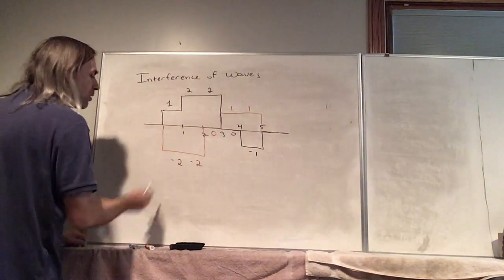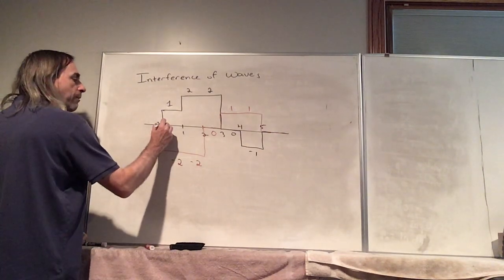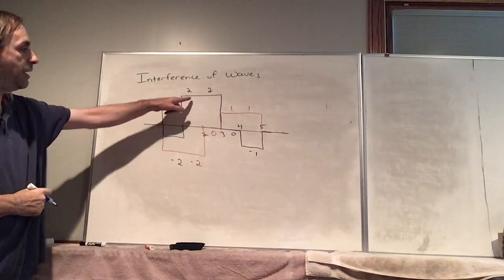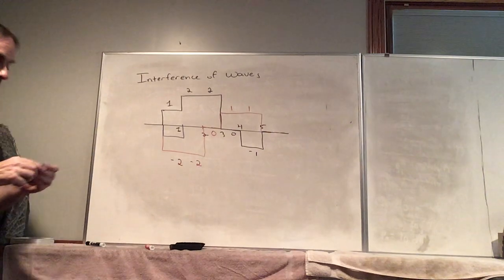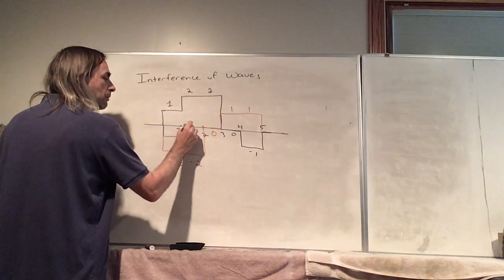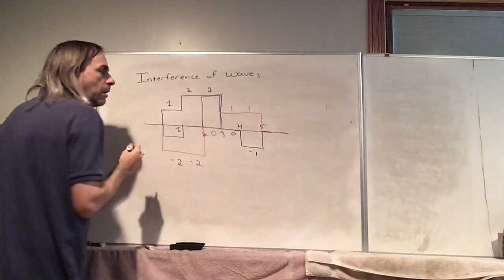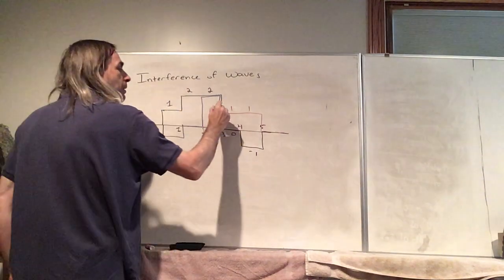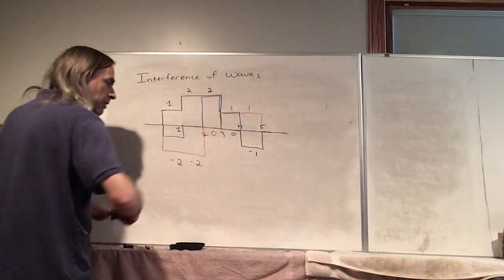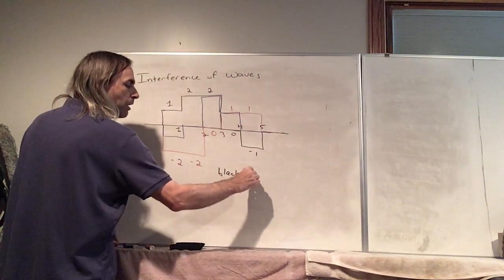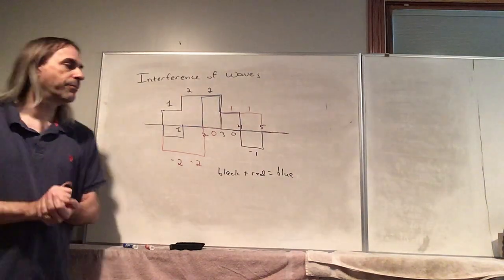If we look at the interval from 0 to 1, we're adding 1 and negative 2. The result is going to be negative 1. I use blue for the resulting wave. From 1 to 2, the amplitudes are 2 and negative 2. They cancel out, so this would just be flat at that point. From 2 to 3, we're adding 2 and 0, so we go up to here. For the next interval, it's 1 and 0, so the amplitude is 1. And finally, 1 and negative 1, that's 0. So basically, black plus red equals blue.